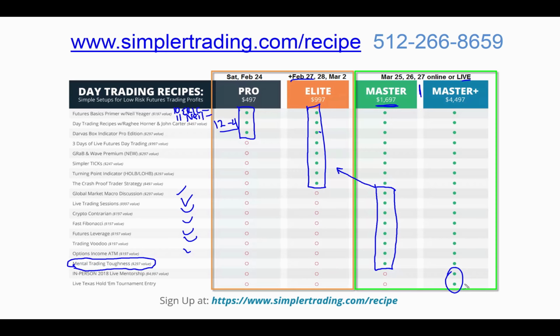We'll be focusing on the stock indexes. We'll trade other futures as well. We have a lot of cool setups to show you guys, other tools and stuff like that too.